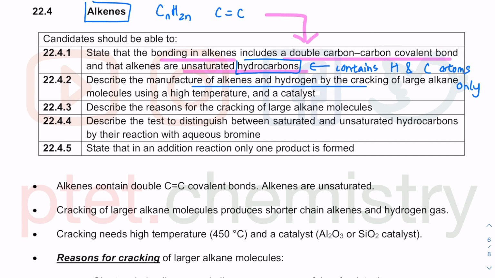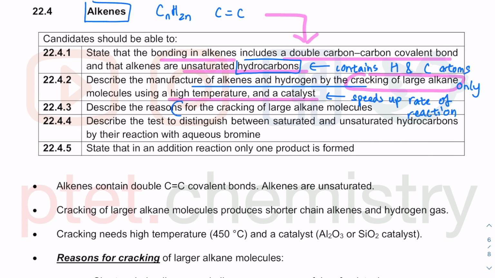This process is called cracking of large alkanes, which is basically a large or long-chain alkane. We're going to use high temperature and a catalyst. The catalyst will speed up the rate of reaction. This is from Year 10, the rate of reaction topic. We talk about a catalyst making the reaction go faster, but itself remains chemically unchanged at the end of the reaction.